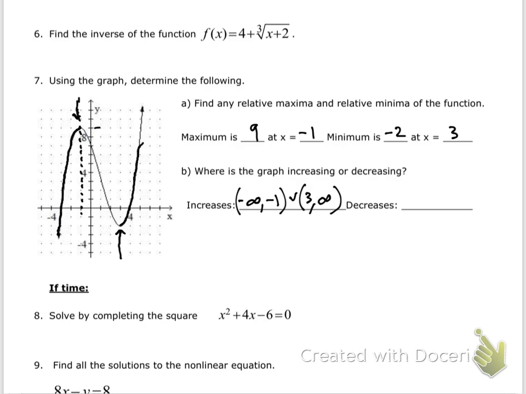Where it decreases is just in between those two x values here in the middle there. So that's in between negative 1 and positive 3, and that's it, okay?